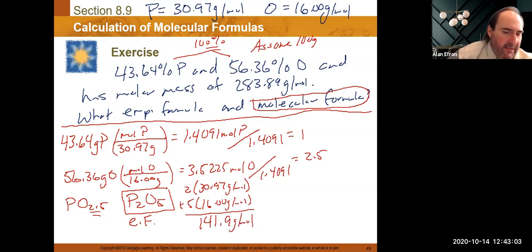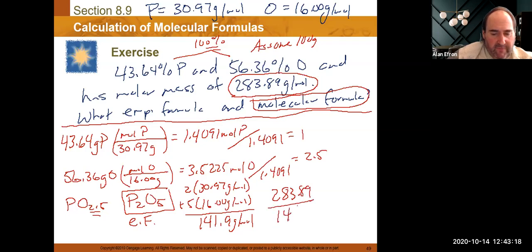And that's the second thing that we need to find the molecular formula. And the third one, which is the molar mass of the compound, which is usually given to us, is the third thing that we need. So we're going to take the molar mass that was given to us. We're going to divide it by the empirical formula's molar mass. And that should again give us a factor to multiply our empirical formula by.